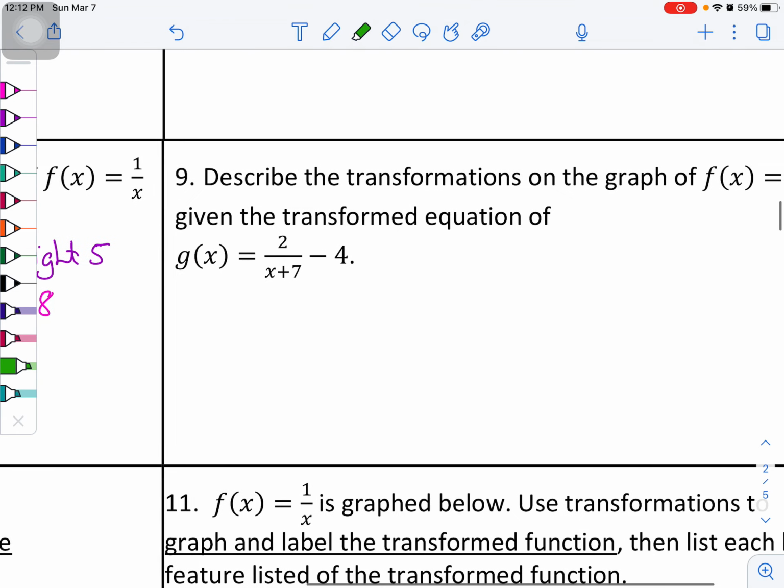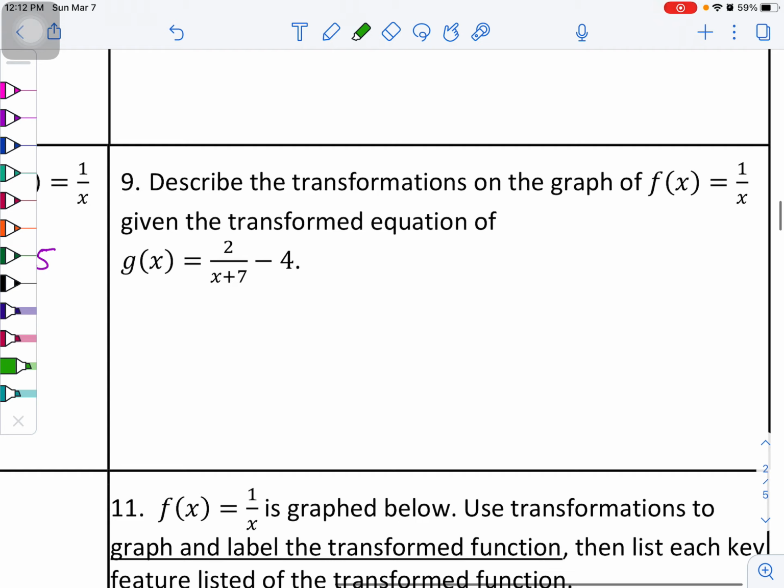And that's up 8 units. All right, so problem number 8, those were the only transformations. So number 8 is now done. Let me go ahead and slide over to number 9. Again, we're looking for identifying transformations. So I've got a transformation of 2 here, a plus 7 here, and a minus 4 here.